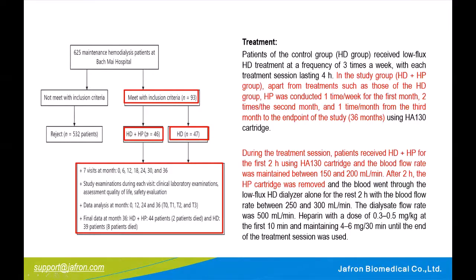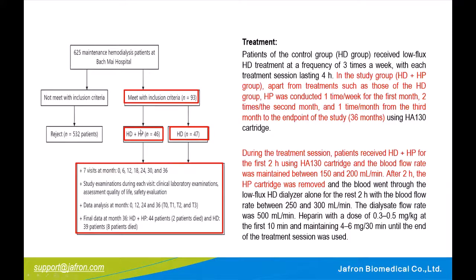So in the study group, the patients received hemodialysis plus hemoperfusion as the combination therapy. There were 46 patients in this group. And in the control group, the patients just received hemodialysis. But we need to pay attention that in this study, the hemodialysis used is called low flux hemodialysis. So in the control group, the patients received low flux hemodialysis treatment with a frequency of 3 times a week.